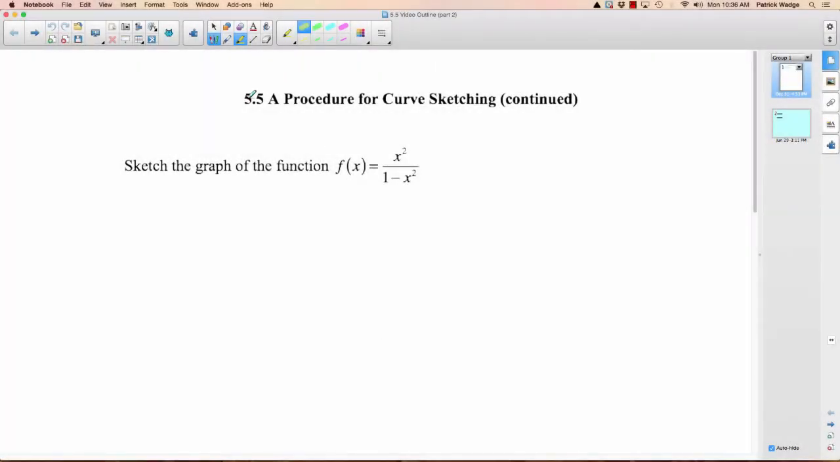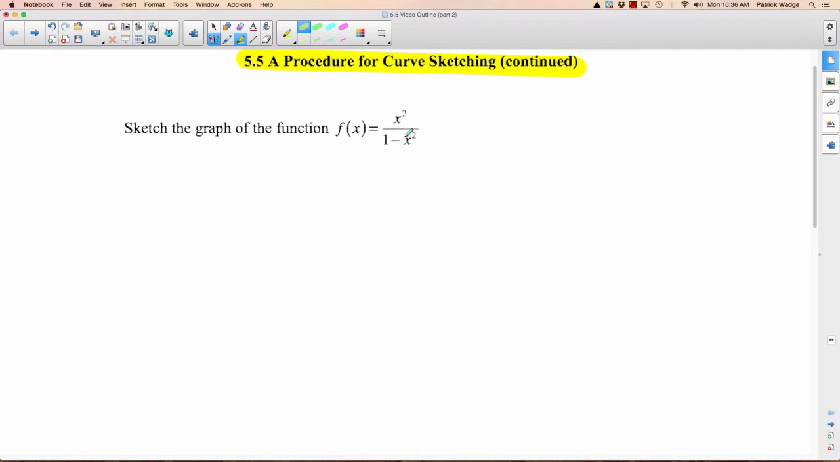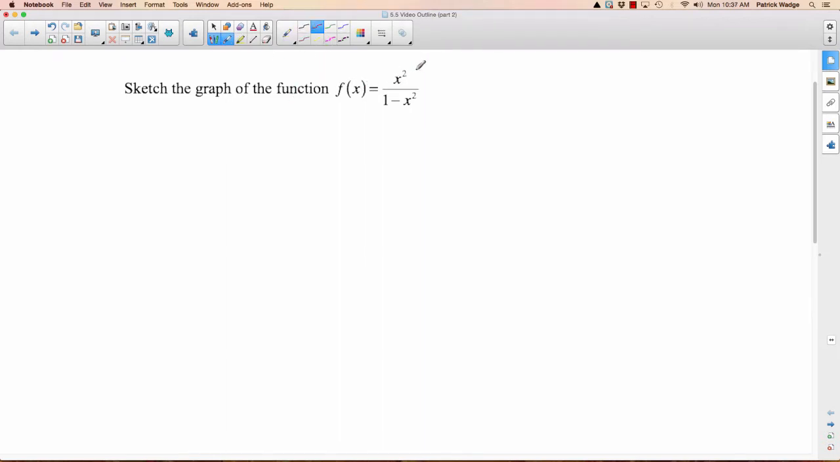Okay, we're going to do another example from 5.5, a procedure for curve sketching. There's nothing new to teach you here. We're just going to go straight to the one example. And you know as well as I do by now that this one example is going to take us a long time. So we're going to sketch this graph: f of x equals x squared divided by 1 minus x squared. We're going to go through those 8 steps.